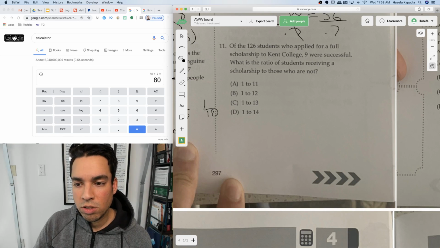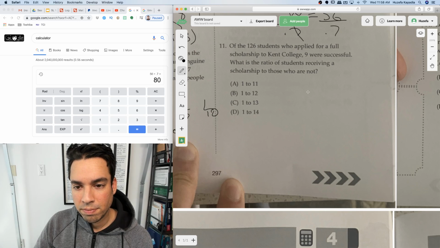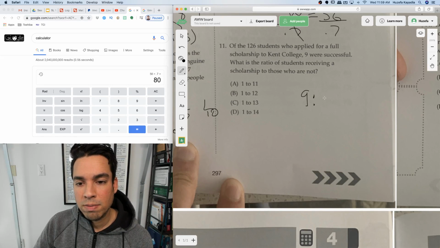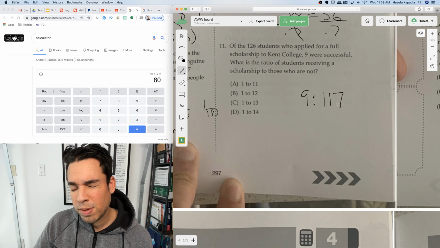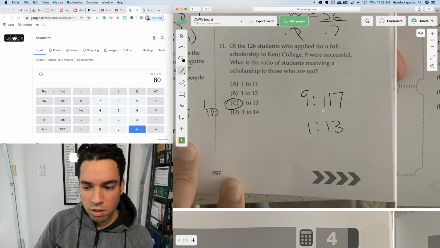Of the 126 students who applied for a full scholarship to Kent College, 9 were successful. What is the ratio of students receiving a scholarship to those who are not? So it's 9 to, and then we take 9 away from this, right? 117. Both divisible by 9. I think that is 13. It's 1 to 13. But use your calculator for that if you're not sure.